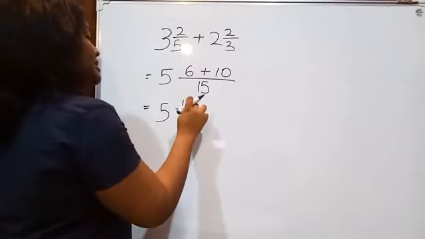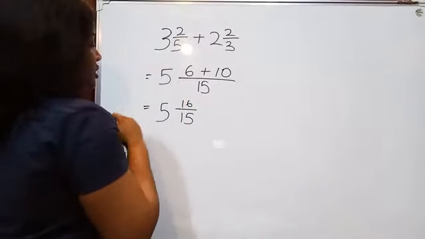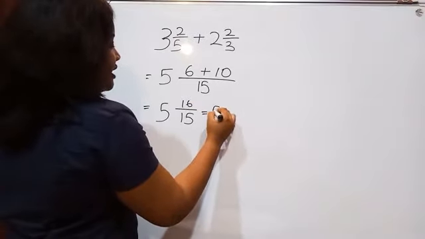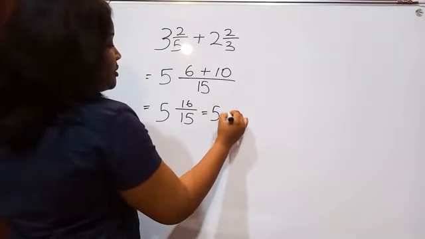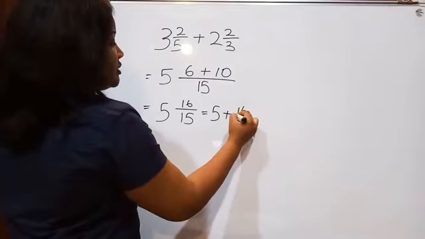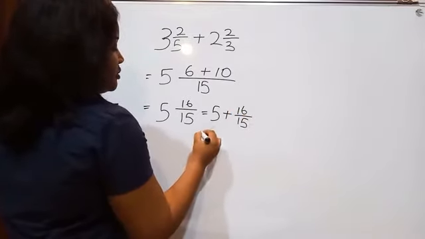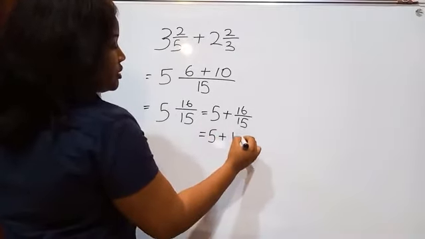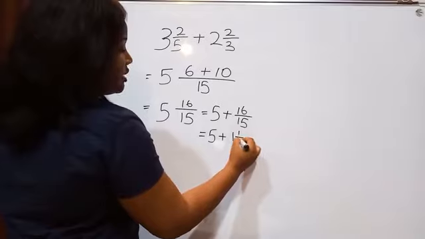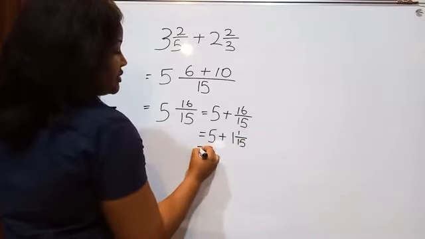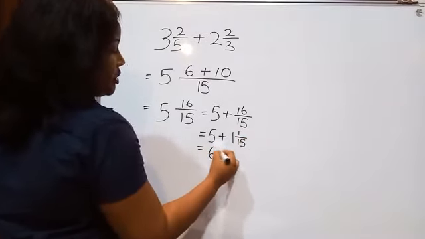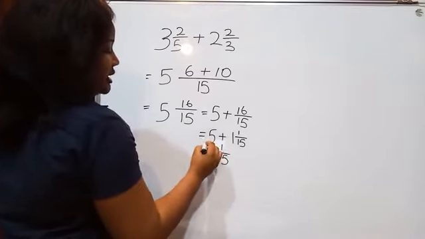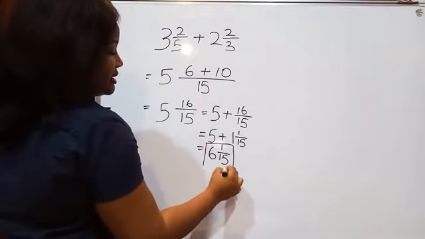But remember that 16 over 15 is an improper fraction. So we try to convert it by saying 5, which gives us 5 plus 16 over 15, which is the same as saying 5 plus 1 whole number, 1 over 15. That gives us 6 whole number, 1 over 15. And that, my friends, is the answer.